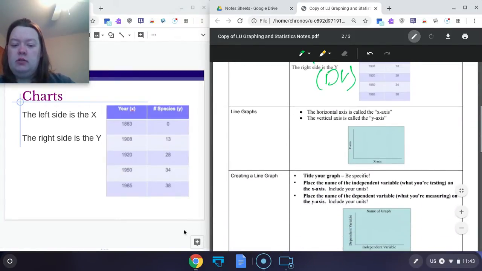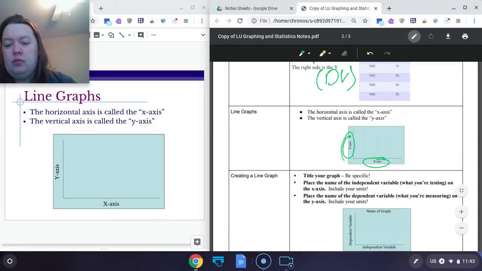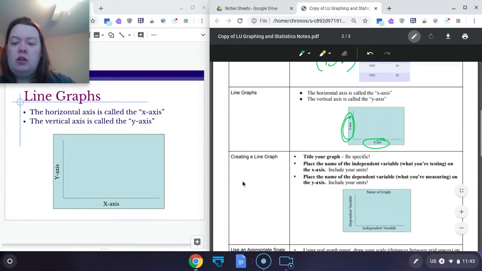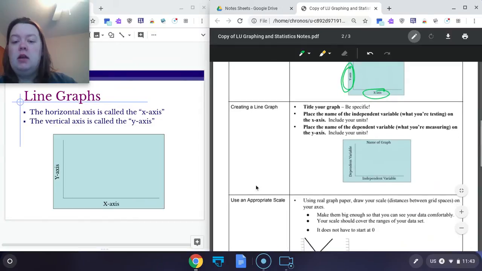So when you're actually looking at the graph itself, this is the x-axis at the bottom, horizontal, and the one going up and down, vertical, is the y-axis. And when you're creating your graph, your goal is to get all this information here in this chart into this graph so it's easy to read. However, there are many steps you have to take to make your graph perfect.